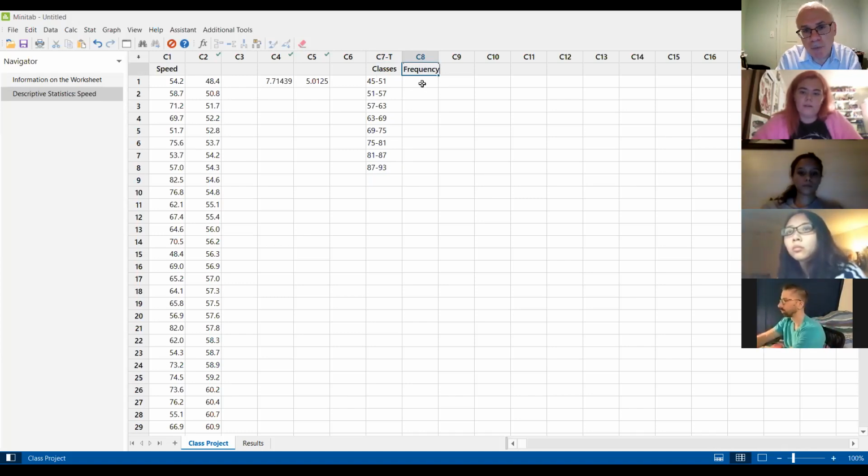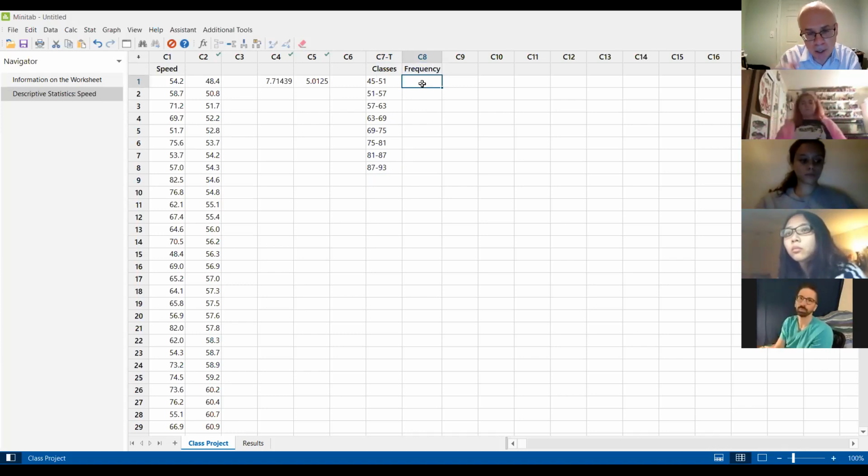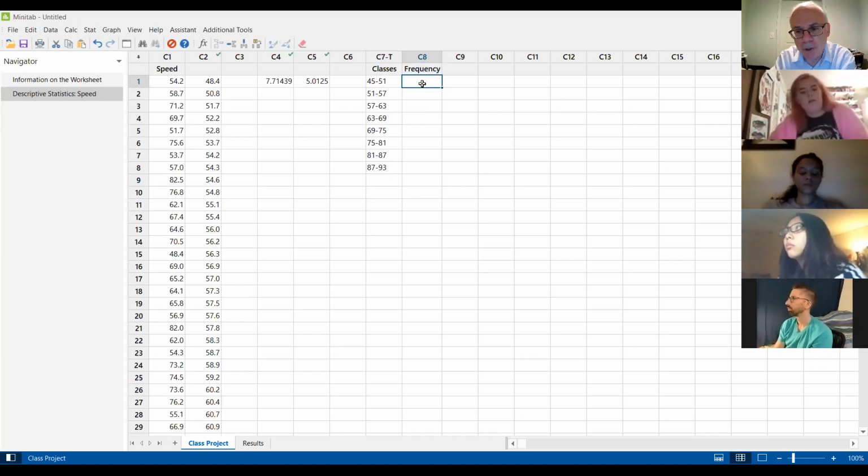Nice about this program is when you hit enter here, it automatically expands the column for you. You know, in Excel, you have to sort of double click or something to expand the column. It does it automatically for you.